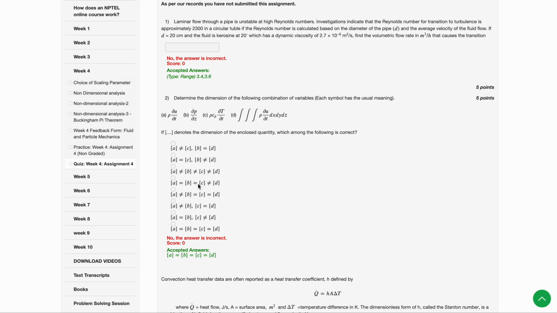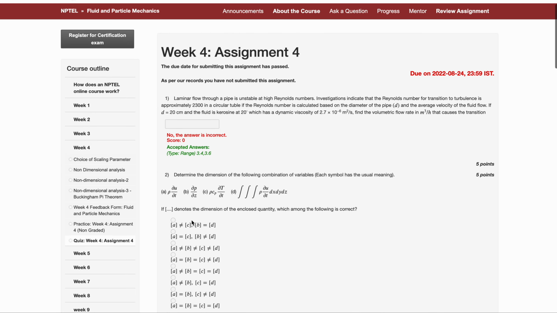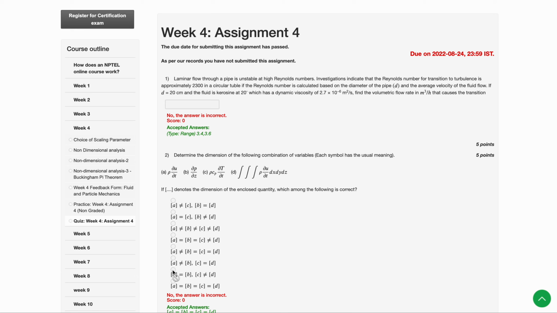No, that's not correct. Okay. A not equal to B equal to C equal to D. No, that is also not correct. So the correct option is probably this. A is equal to B, but C is not equal to D. Okay. Probably this is the correct option.